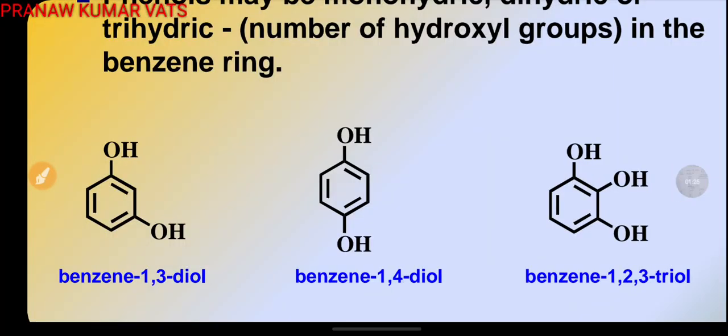For example, you can see here OH group is at carbon number 1 and carbon number 3. So name of this compound is benzene 1,3-diol. Similarly, OH group is at 1 and 4 position. It is benzene 1,4-diol, and OH group is at 1, 2 and 3 position, known as benzene 1,2,3-triol.